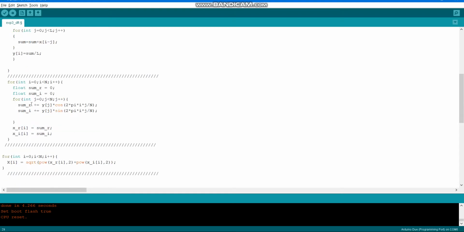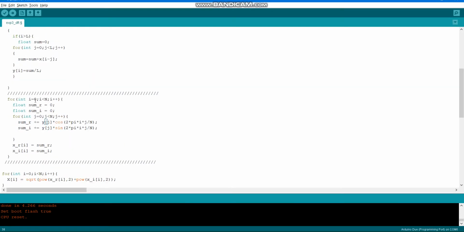Here we are using two nested for loops to calculate the value of the real and imaginary part for each i and j. So here it is the standard formula. We are multiplying y of j, which is the output of the moving average filter, and for the real part we are multiplying it with cos of 2 pi ij by N. So here i is the index and j is the nested loop index.